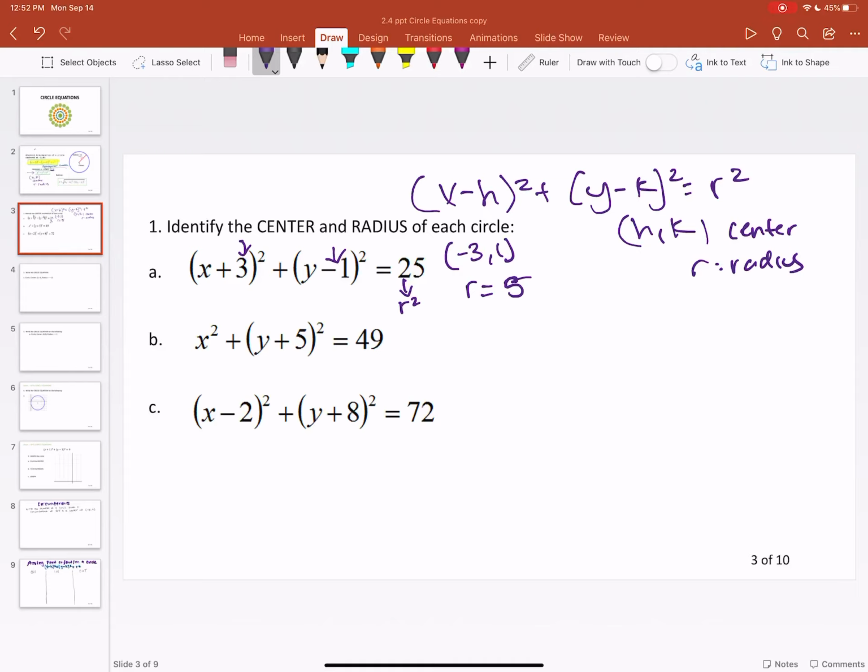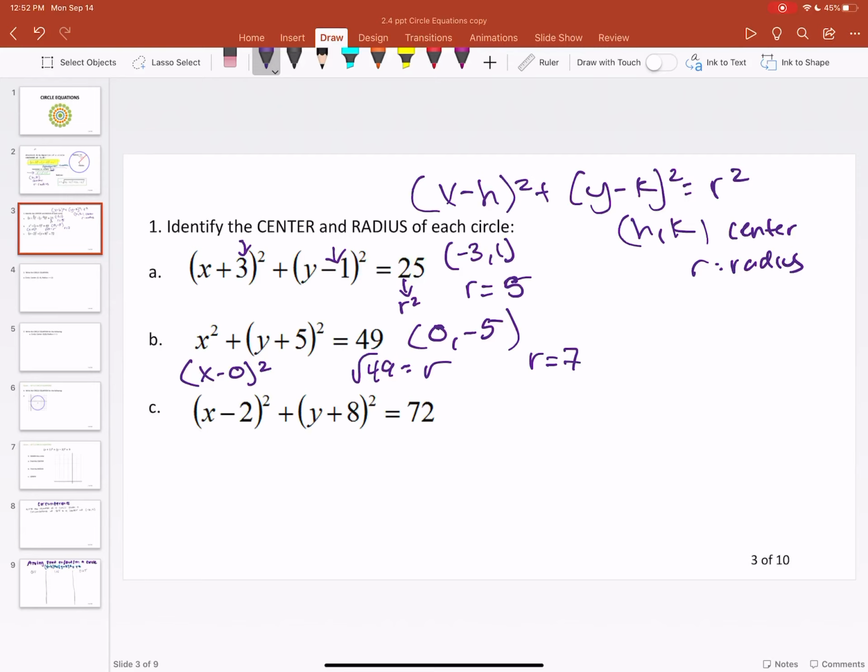For this next one, we don't have anything being added to the x, but we could also say that we have x minus 0 within the parentheses, and that x squared was just simplified from (x minus 0) squared. So your center would be 0, comma, I have a positive 5, so the opposite of positive 5 would be that I substituted a negative k value, and so negative 5 was my k value. 49 is my r squared. That means the square root of 49 will equal r. r is equal to 7.